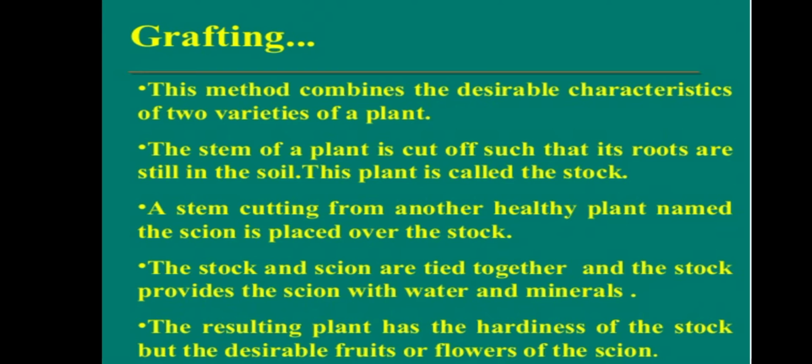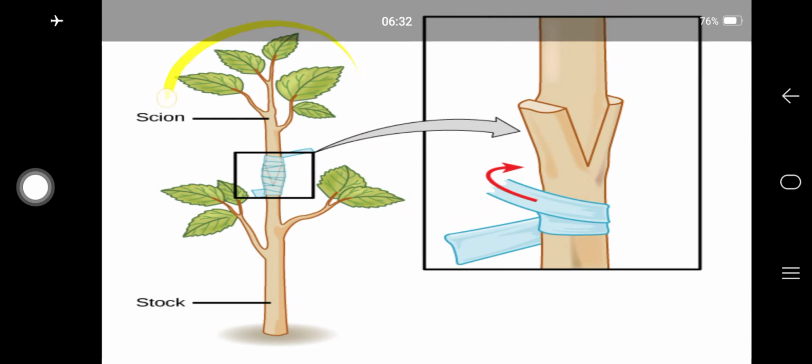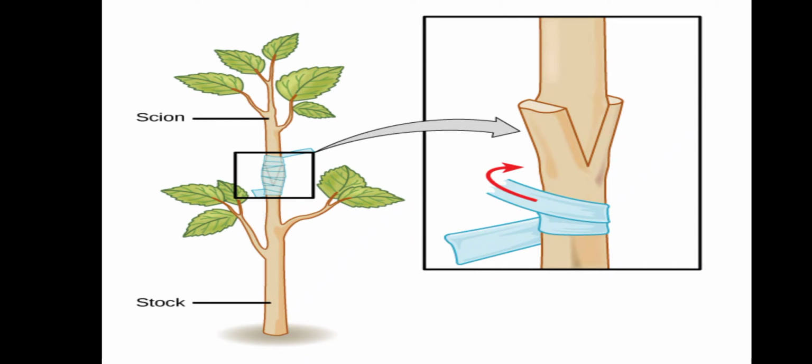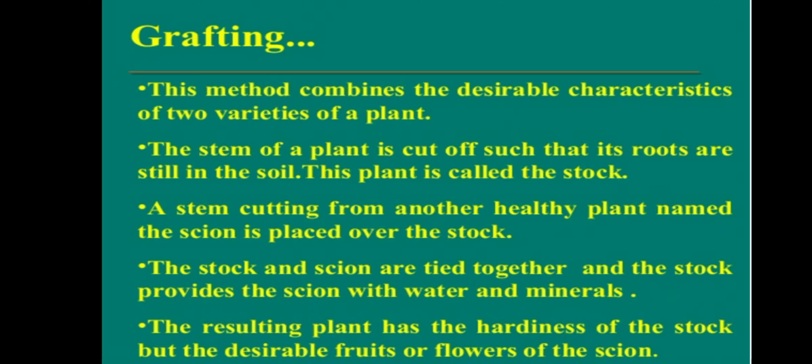A stem cutting from another healthy plant named the scion is placed over the stalk. So another healthy stem is brought over there and it is placed over the stalk. The stalk and scion are tied together and the stalk provides the scion with water and minerals. So they are tied together now.